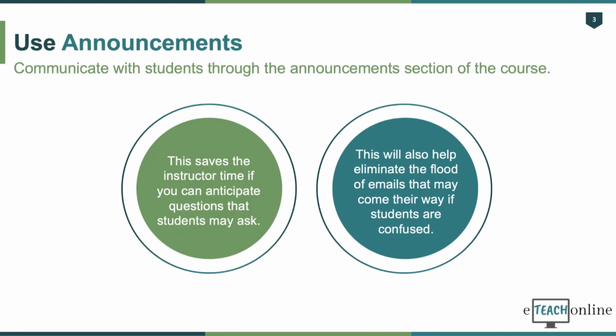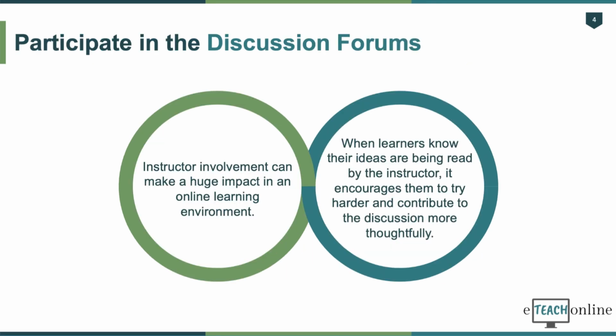Number 2, use announcements. Communicate with students through the announcement section of the course. This saves the instructor time if they can anticipate questions that students may ask. This will also help eliminate the flood of emails that may come their way if students are confused. Number 3, participate in the discussion forums. Instructor involvement can make a huge impact in an online learning environment. Of course, a healthy discussion forum should be led by the learners and shouldn't rely on the instructors to stay alive. When learners know their ideas are being read by the instructor, it encourages them to try harder and contribute to the discussion more thoughtfully.